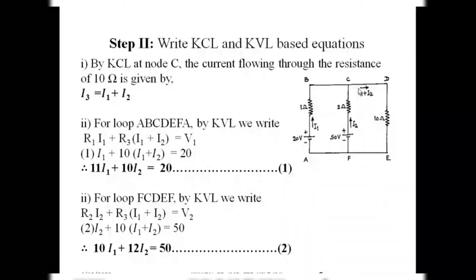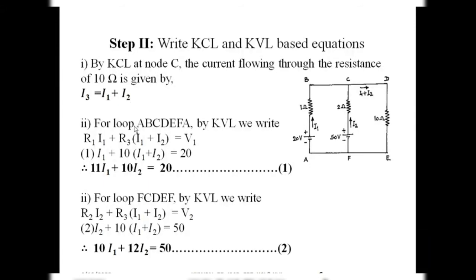It means that as per the KCL statement, the sum of incoming currents must be equal to the sum of outgoing currents. That means the outgoing current I3 flowing through the branch CD must be equal to the sum of the incoming current, that is I1 plus I2. It means KCL gives us this equation, that is I3 is equal to I1 plus I2.